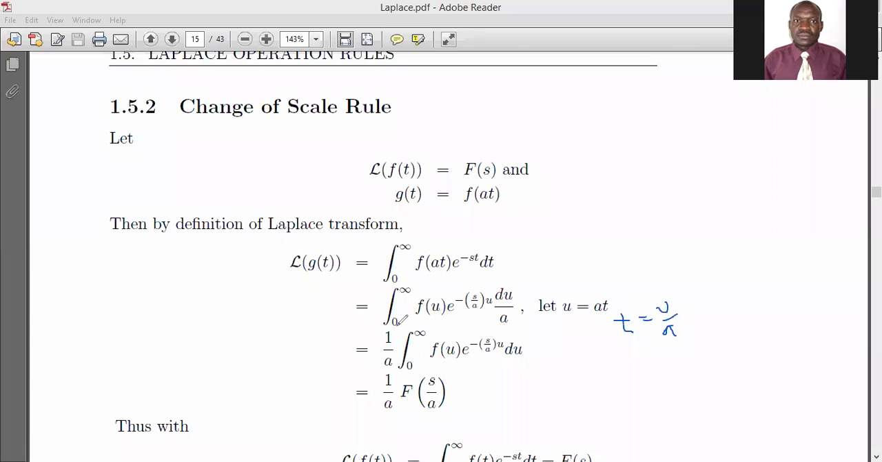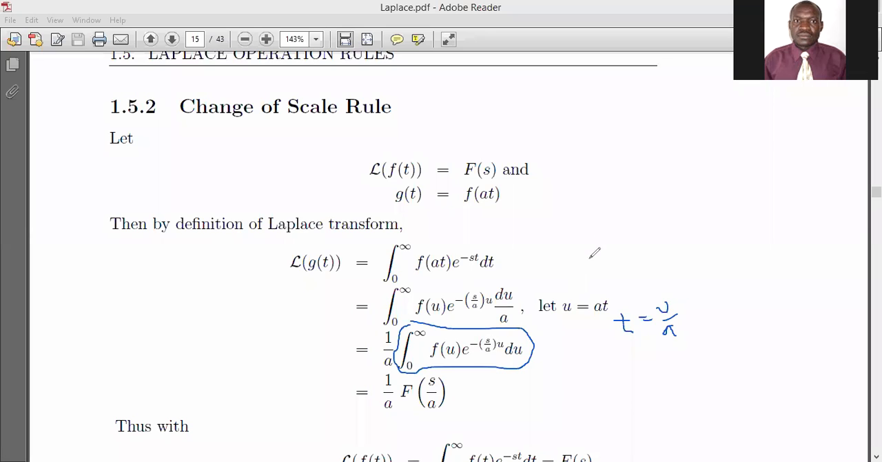And you can see the 1 over A is up this one. So since the AT is U, what was F of AT? It is F of U. You have that. Here you had the ST, but the T is U over A. You end up with this one here. Look at that there. I'll just throw emphasis on this one here.